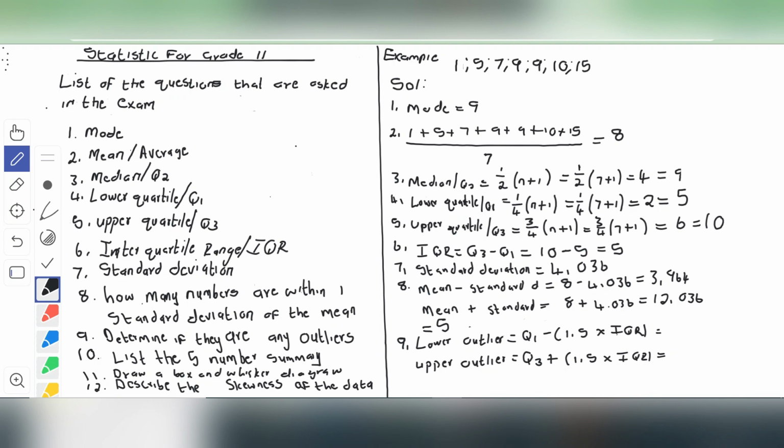We know what Q1 is, right? Q1 is the lower quartile, which is 5.